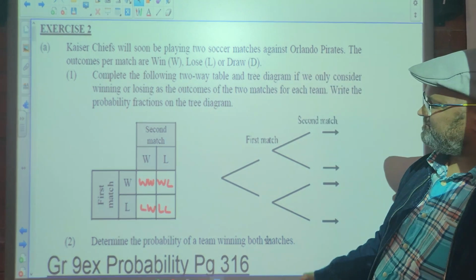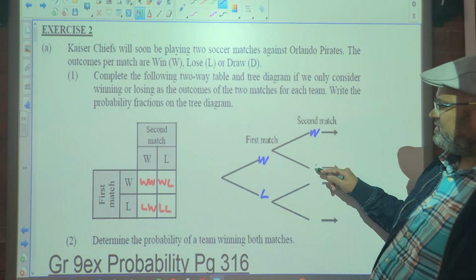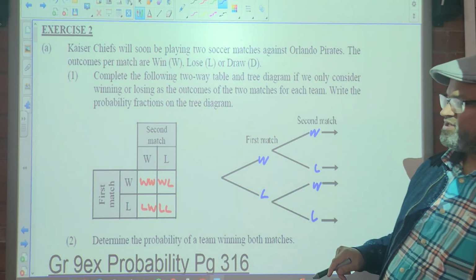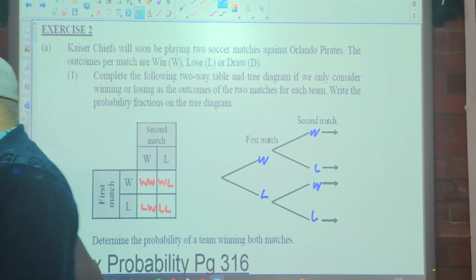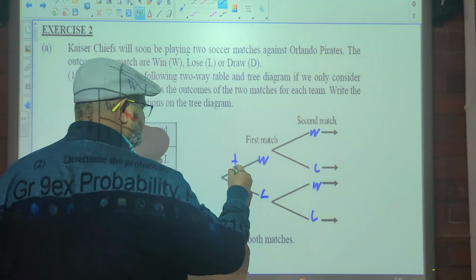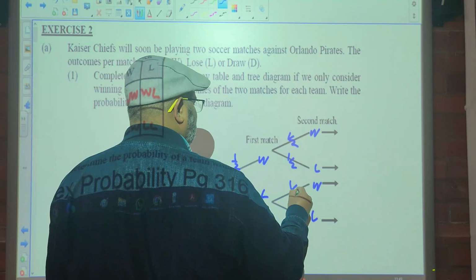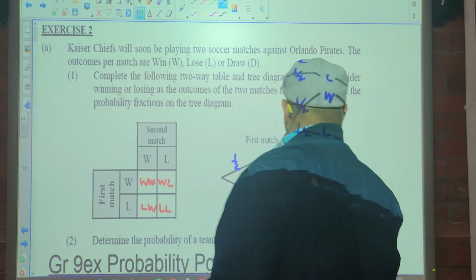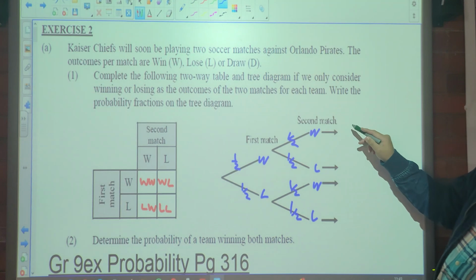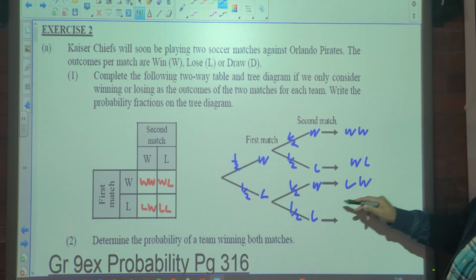For the tree diagram, it could be either a win or a lose. Win, lose, win, lose. What's the probability of them winning on the first match? It's 1 out of 2. Lose, 1 out of 2. Win, 1 out of 2. Lose, 1 out of 2. Win, 1 out of 2. Lose. What are my outcomes? Win-win, win-lose, lose-win, lose-lose.